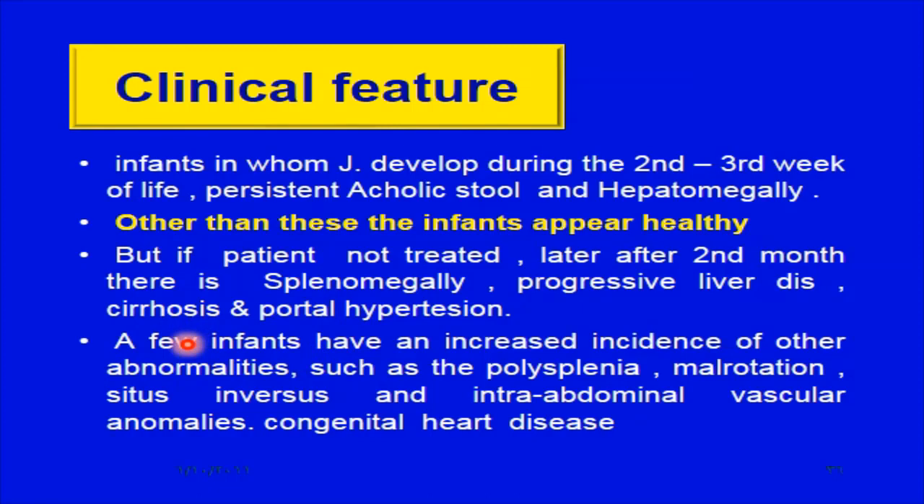A few infants have an increased incidence of other abnormalities such as polysplenia, malrotation, situs inversus, other intra-abdominal vascular anomalies, congenital heart disease, and others.